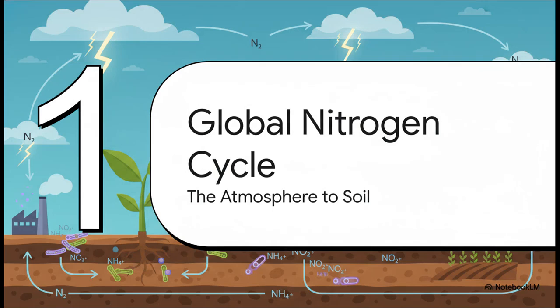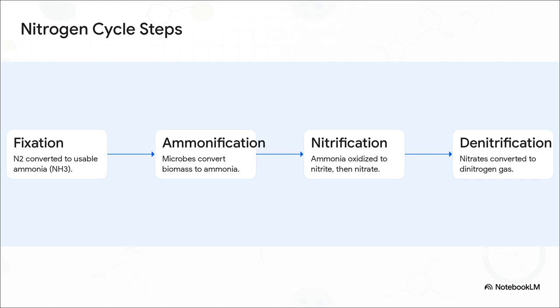Section 1. The global nitrogen cycle, the atmosphere to soil. You can really think of the nitrogen cycle as this massive global relay race, passing the baton between three main pools: the atmosphere, the soil, and biomass. Step 1 is nitrogen fixation. This is where that stubborn atmospheric N2 gets converted into usable ammonia.